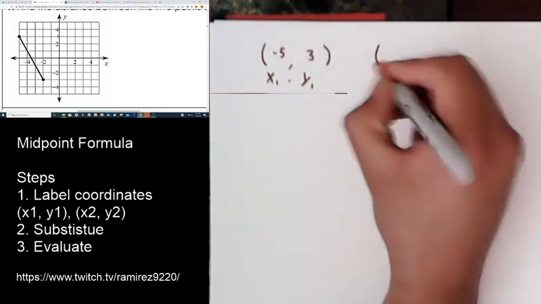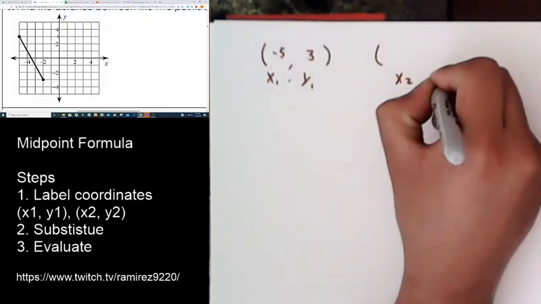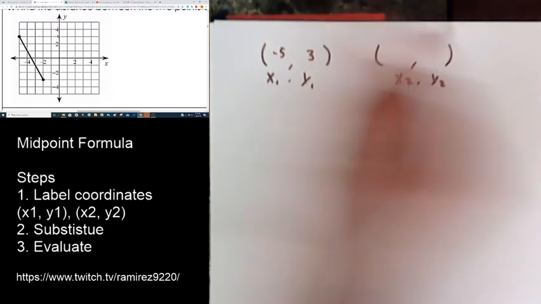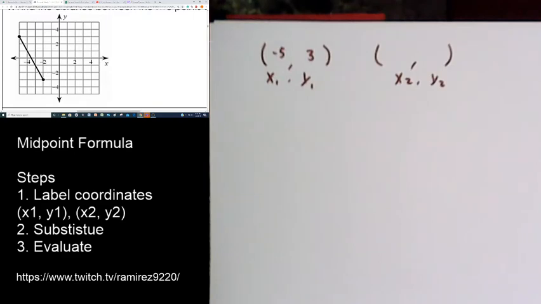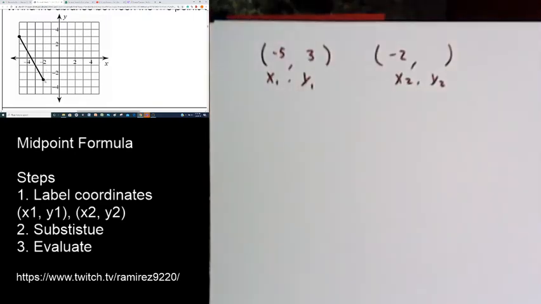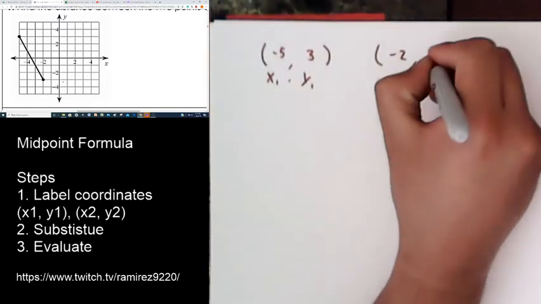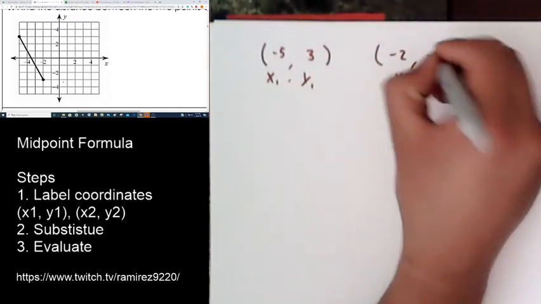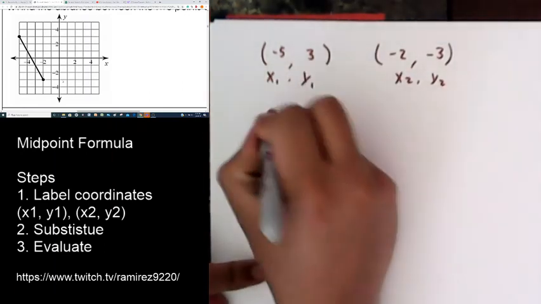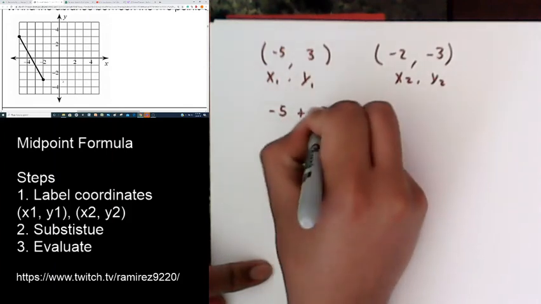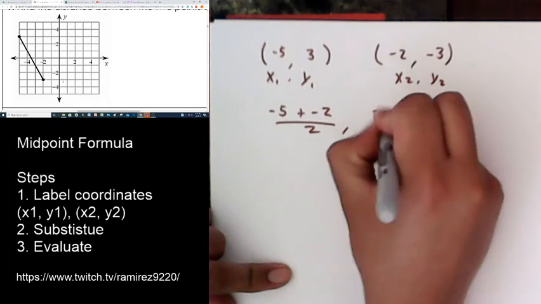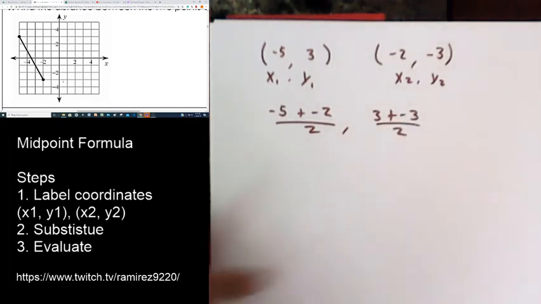All right, let's find out what the other point is. These are going to be my 2's, my x2 and my y2. So going up right here to the x-axis, that's a negative 2. Going to the side, that's a 3, but negative. All right, and now I just have to plug it into my formula. Remember, all we had to do was get the x's together and add them, and get the y's together and add them and divide by 2.